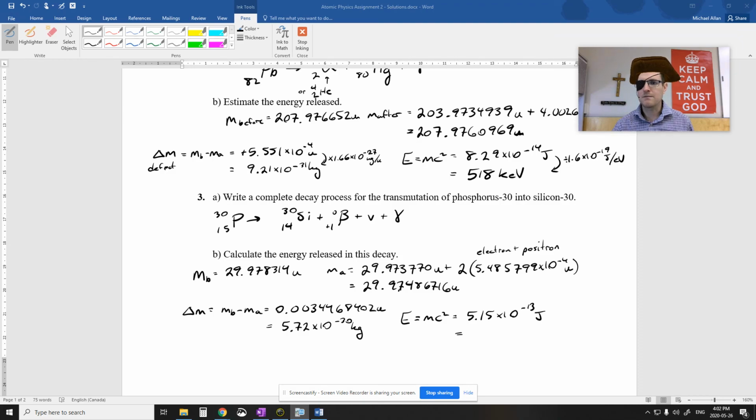3,218,000. So 3 million is a mega. So 3 mega, so 3.2. I don't have any proper sig digs. I'll just say 3. When in doubt, always go 3 mega electron volts. Not the biggest one we've seen so far, but that's okay.